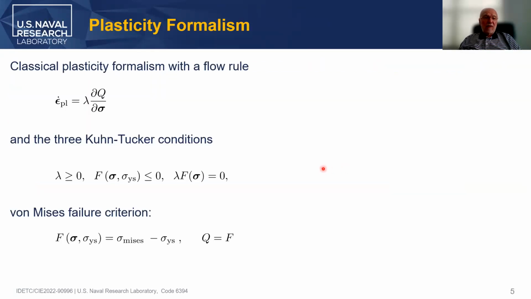When it comes to the plasticity formalism, this is nothing new. We're just making sure that we use a flow rule, the three Kuhn-Tucker conditions, and a von Mises failure criterion, because we assume that the adhesive we are looking at is isotropic and homogeneous.